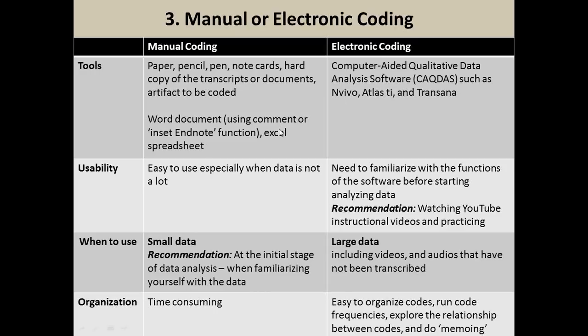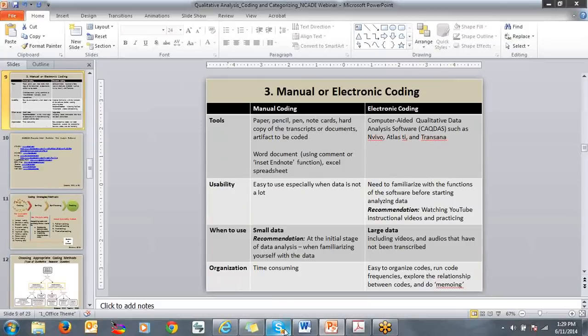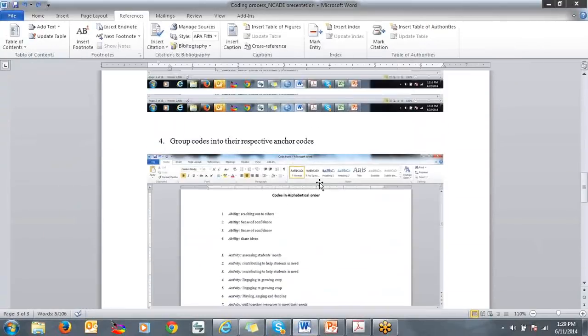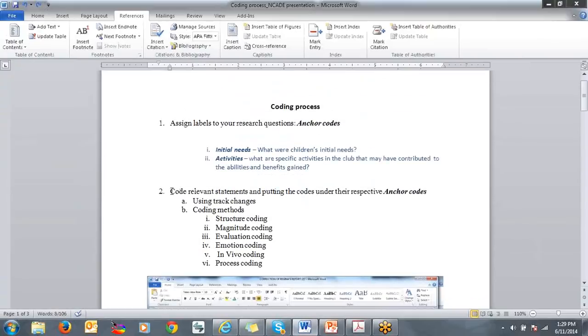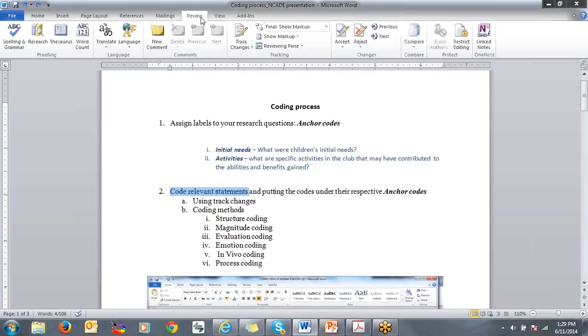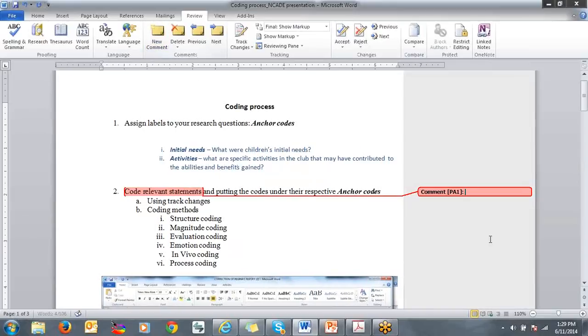And then in modern times, you can use your computer, Microsoft Word, to do that. Let me show you quickly how to use it. So let's say you want to code this statement, right? Code relevant statement. I want to code it. So you highlight it and you go to Review, and then you go to Comment, and then you code it, right? This is another way of manual coding.